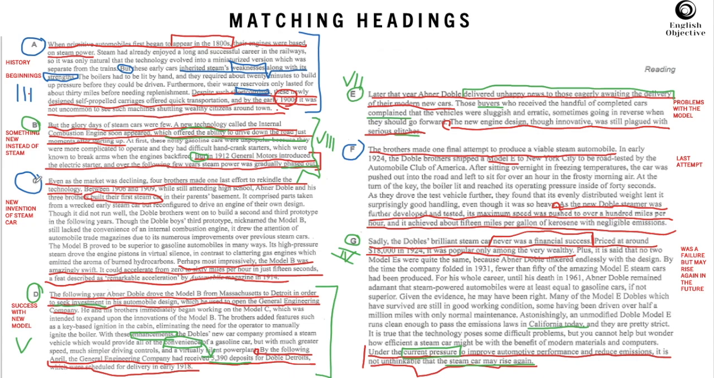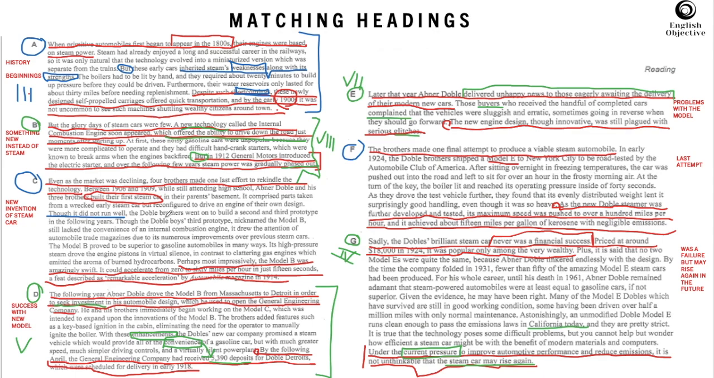Okay, let's continue with paragraph C, which is the one that I have unmatched yet. Even as the market was declining, four brothers made one last effort to rekindle the technology. While still attending high school, Abner Doble and his 3 brothers built their first steam car in their parents' basement. It comprised parts taken from a wrecked English steam car but reconfigured to drive an engine of their own design, though it did not run well. So once again, linking was at the beginning of the sentence. I should pay attention to that.